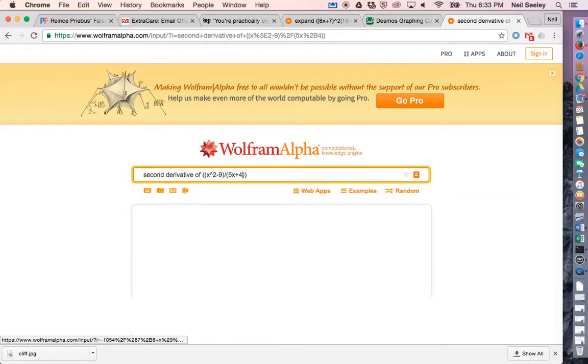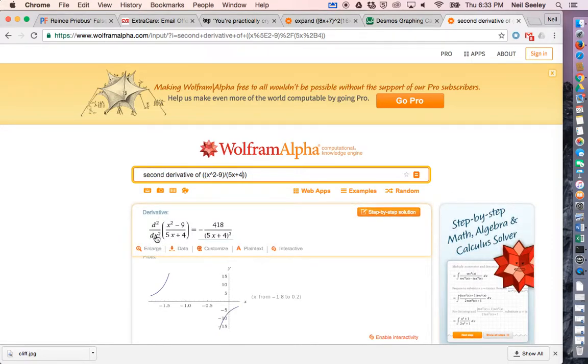So when I hit enter here, let's look at it saying, it's got this fun notation d squared over dx squared. That means second derivative of, and it says x squared minus 9 over 5x plus 4. Hey, that's my problem. And next to it, there's the result. Capitalize on that. If you're stuck, your second derivative work shouldn't take you 2 hours.